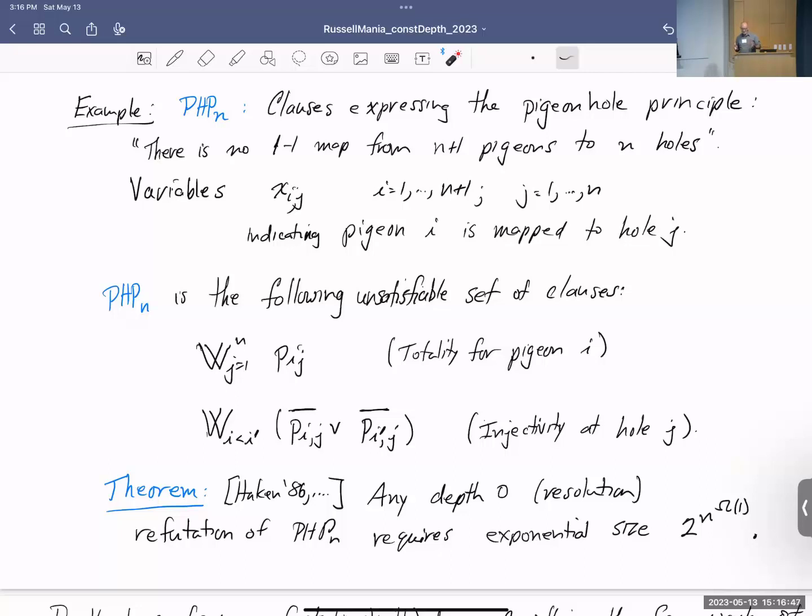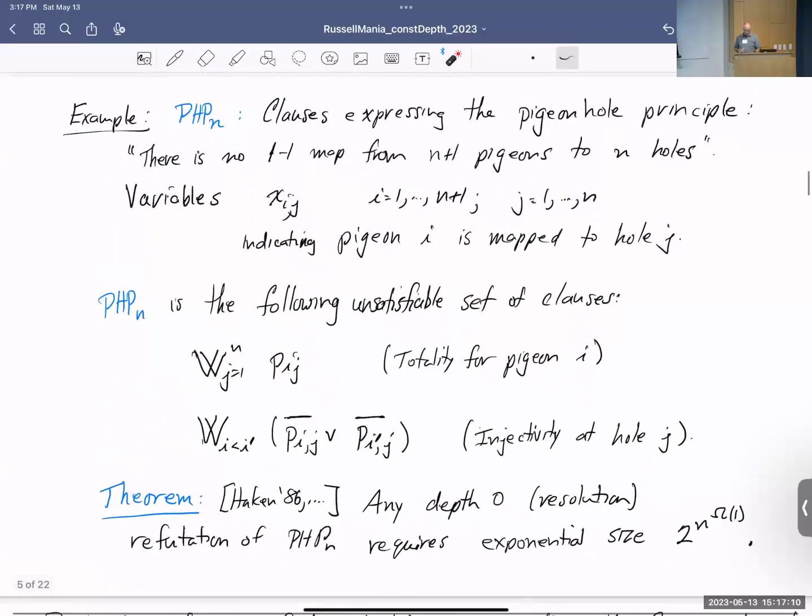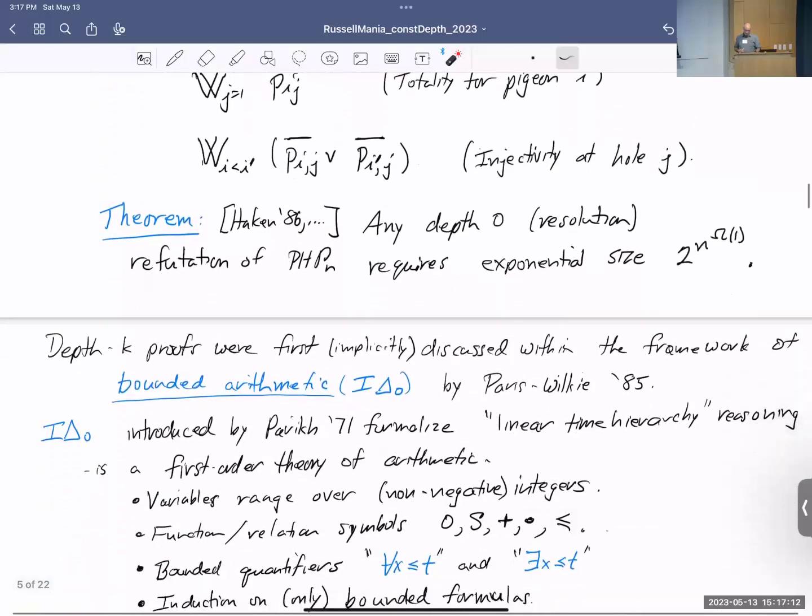Haken somewhere in the 80s proved that any resolution refutation, which is the depth zero proof in my terminology in this talk, requires exponential size, 2 to the n to the epsilon. And there is a long history of improved results for resolution lower bounds that I'm going to totally pass over in this talk. But Haken was the first one. Okay. So that's great. Now back to depth K.